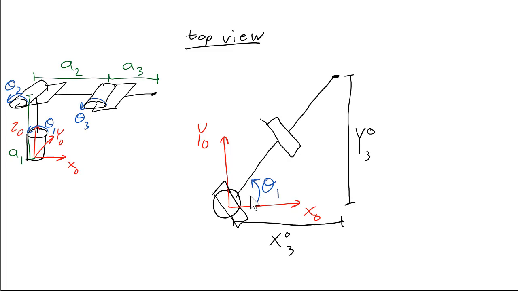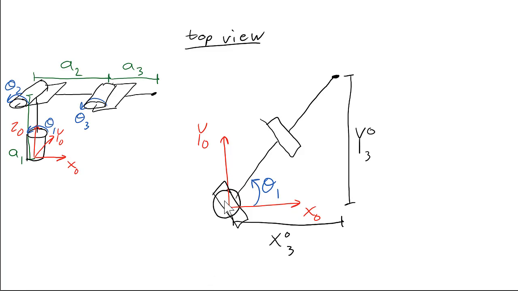Since this distance is the projection of A2 on the XY plane, the distance from here to here is not actually A2. So likewise, it also appears that this distance here is A3, but that also is not true because the joint variable theta 3 might be rotated either towards us or away from us, and so this distance is actually the projection of the link A3 on the XY plane.